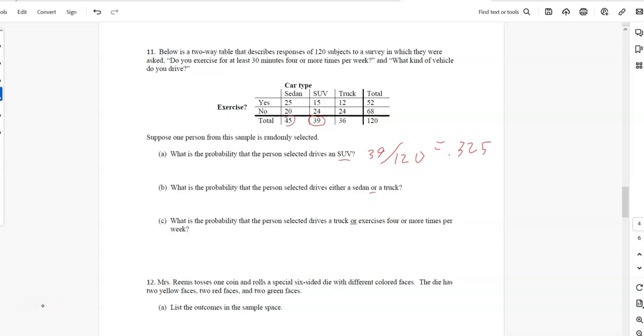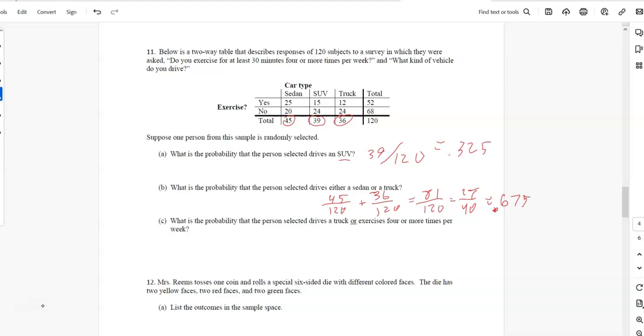So sedan would be 45 out of 120. The truck, there doesn't seem to be any overlap there, would be 36 out of 120. And so you're just going to add those up to get 81 out of 120. Simplify that. I think that does simplify to 27 out of 40, or 0.675, I believe.